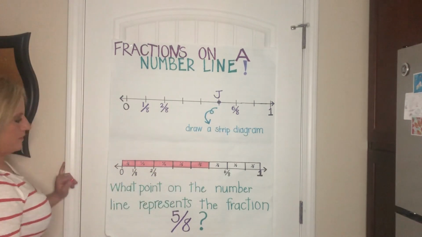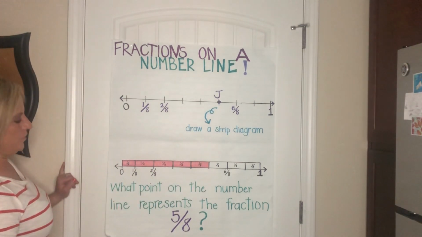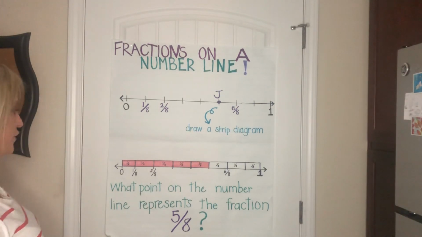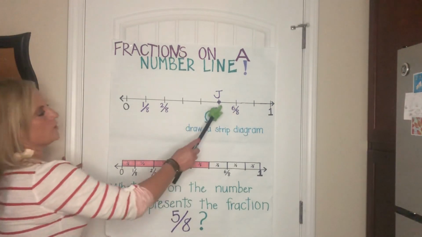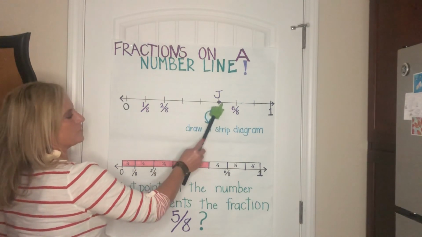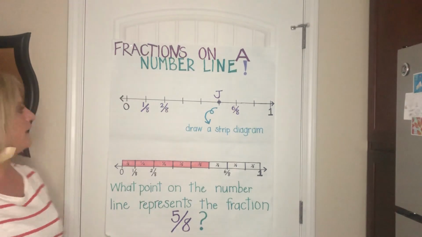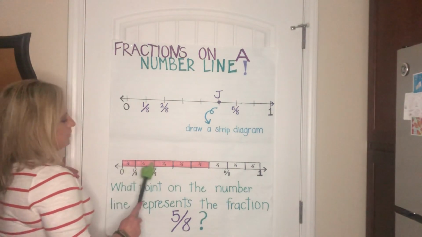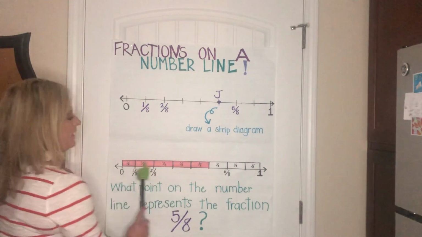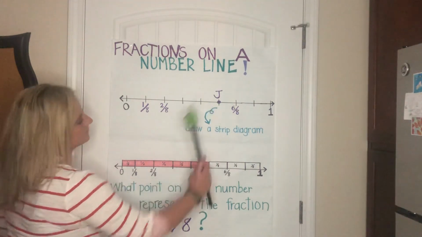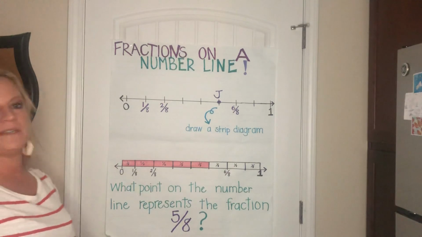Okay, so at J, what point on the number line represents the fraction? What fraction represents this J? You've got it, 5/8, okay? So we have 1, 2, 3, 4, 5. So 5/8 represents where J is plotted, okay? Hope that makes a little bit of sense.